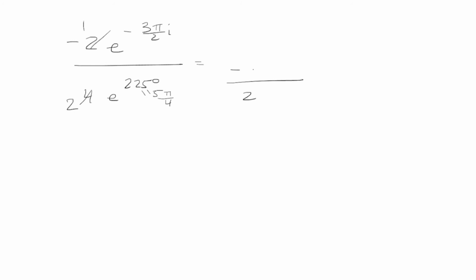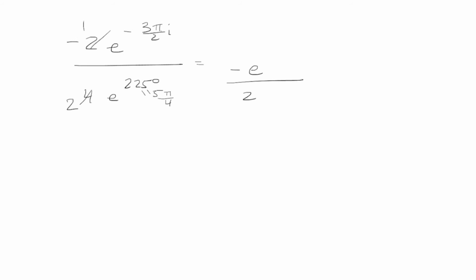Last one, we have -2e to -3 pi over 2 i, all over 4 times e to the 225 degrees. By the way, 225 is just 5 pi over 4. It's good to have it both in the same form. So the numerator here is in radians, so we should have this in radians as well. Now -2 and 4, that's going to be 1 and 2. So we have negative, and then a 2 on the bottom, and then e.